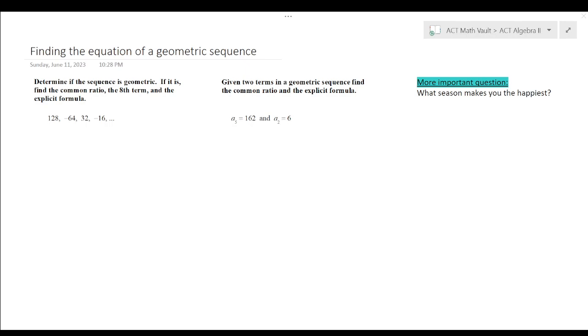think about the fun question. What season of the year makes you the happiest?